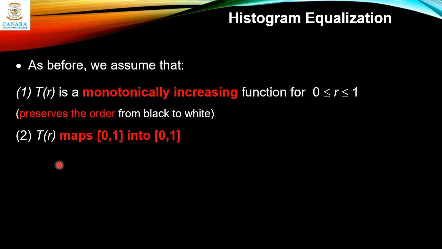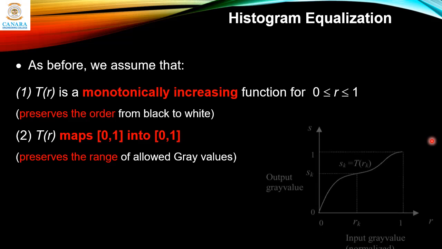The second condition is that T of r maps 0 to 1 into 0 to 1. That means for black and white pixels, where 0 is black and 1 is white, the range is preserved. That means it preserves the range of allowed gray values. So in the transformed image, we should not have any value greater than 1 or any value less than 0.